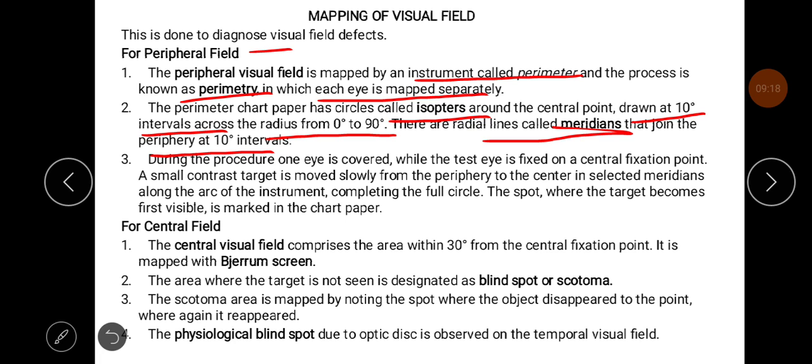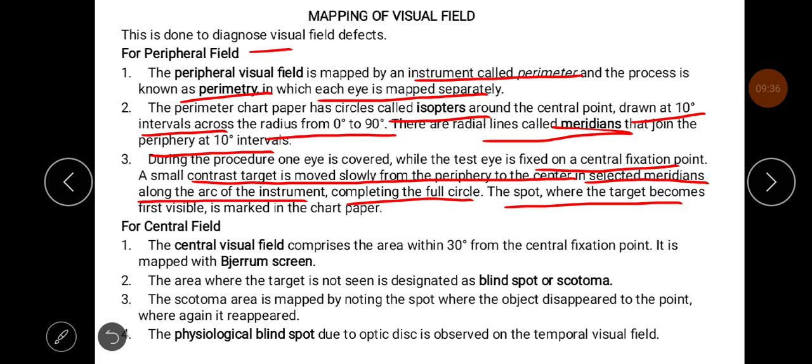During the procedure, one eye is covered while the test eye is fixed on the central fixation point. A small contrast target is moved slowly from the periphery to the center in selected meridians along the arc of the instrument, completing the full circle. The spot where the target becomes first visible is marked on the chart paper.